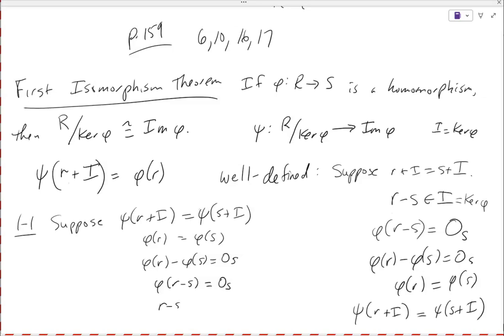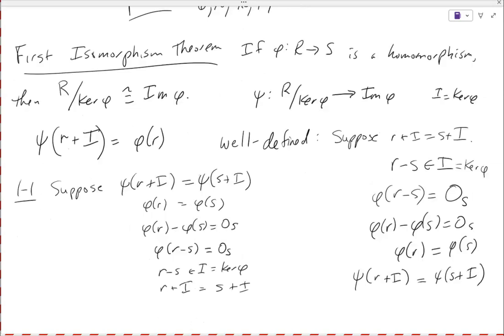This is a statement about R minus S being in the kernel. And so since R minus S is in I, we have R plus I equals S plus I. So it is one-to-one. So it's literally the exact same steps we showed for well-defined, just flip-flopped. That okay?